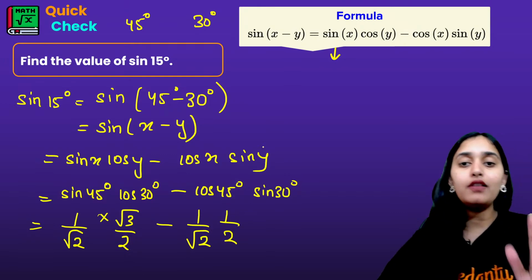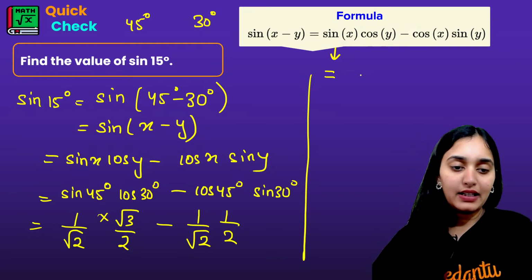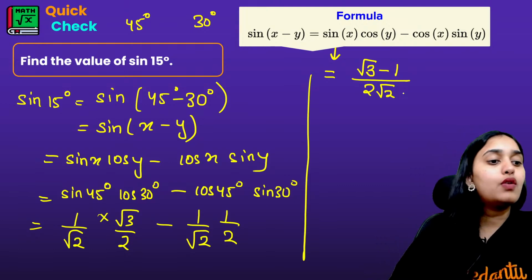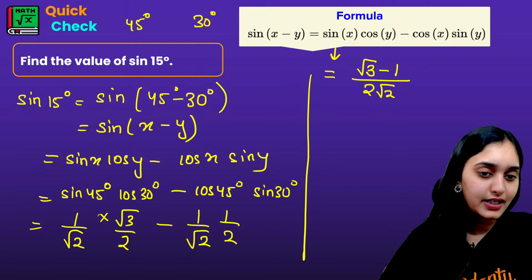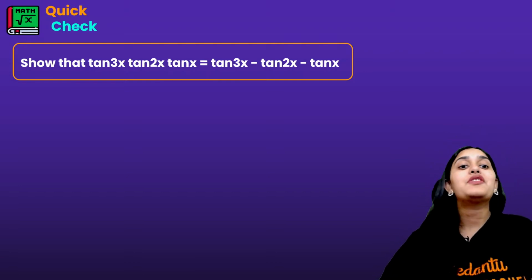Clear? Let's solve it. What are you getting? So we will get basically (root 3 minus 1) upon 2 root 2. (Root 3 minus 1) upon 2 root 2, that is the value of sin 15 degree. Clear everybody? Okay.